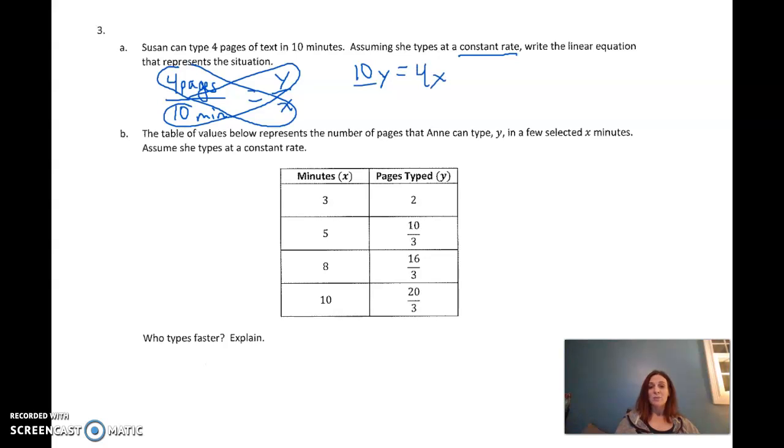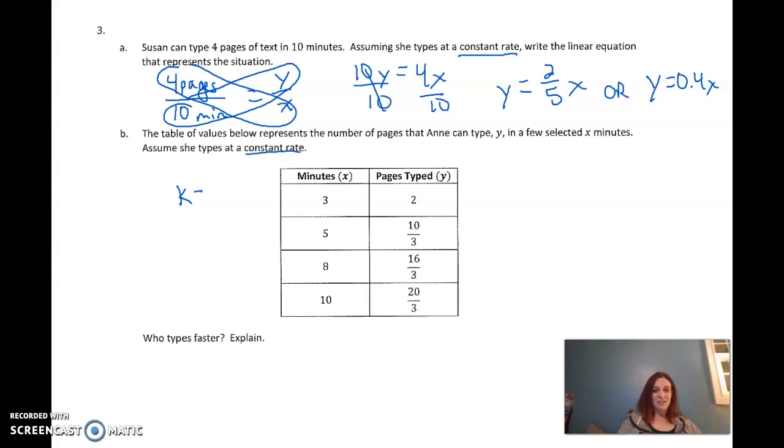And then I always solve for the y, so I'm going to divide both sides by 10. And we get y equals, now we can reduce this to 2/5 times x, or you could say this is y equals 4/10, 0.4 times x, either way works. So this one we're given the information, we had to figure out the equation. Now part B here says, the table values below represent the number of pages Anne can type, y, and a few selected minutes, x. Assume that she types at a constant rate. So, constant. Remember, if I wanted to find her constant, I would do y divided by x.